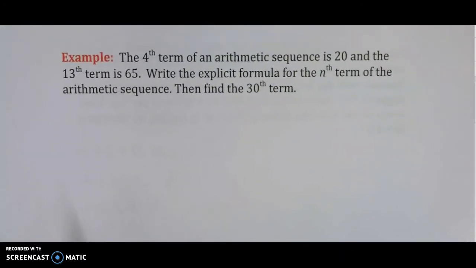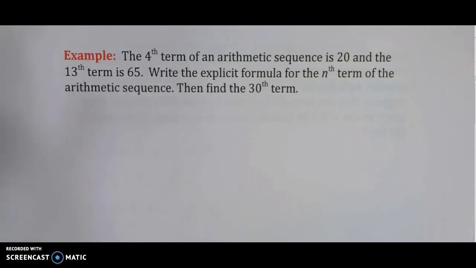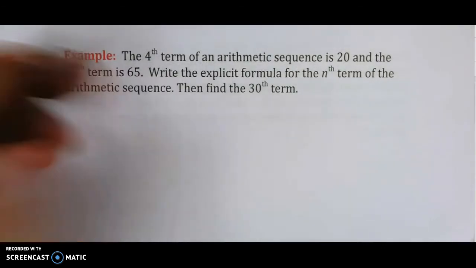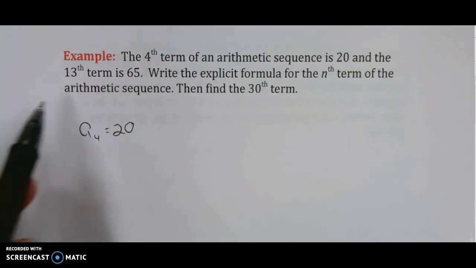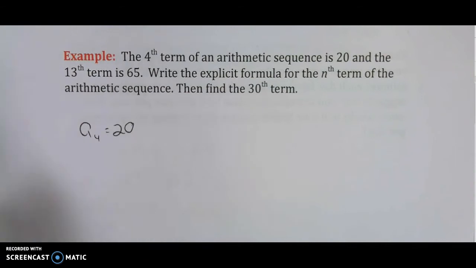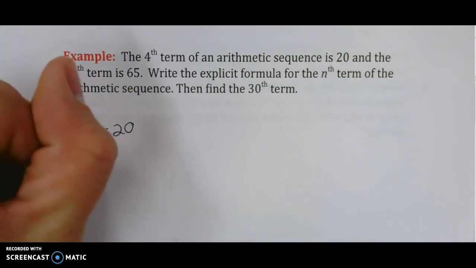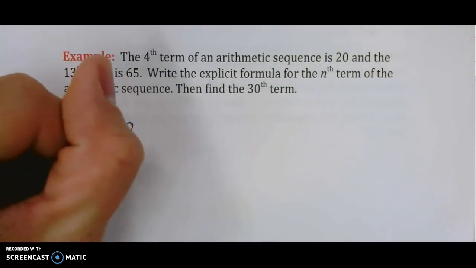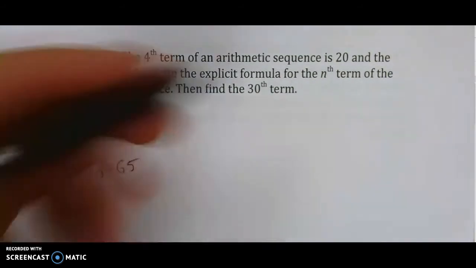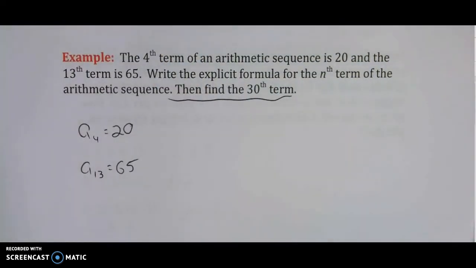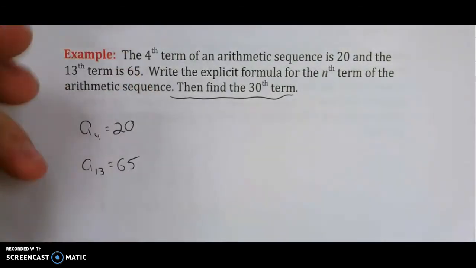Let's do one more kind of challenging problem here, and then we'll call it a day. So here we have the fourth term of a sequence is 20. So I'm going to write that down. A sub 4 equals 20. The 13th term is 65. A sub 13 equals 65. Write the explicit formula for n and then find the 30th term. Holy smokes. All right, so let's go through and tackle this.